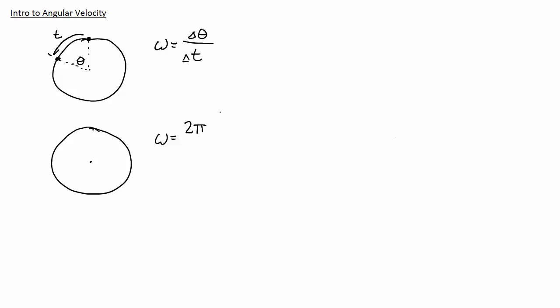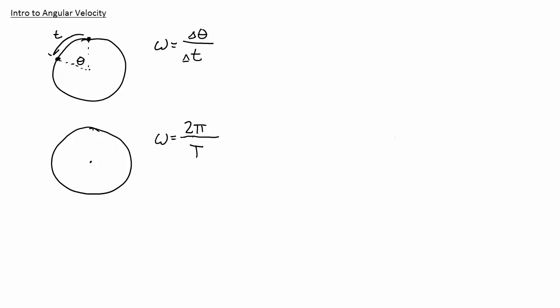So if the object's displacement is 2 pi, the time period that we would be looking at for our displacement in the entire circle is the period of the circle. So we use capital T for the period. This is a very common way to represent the angular velocity.